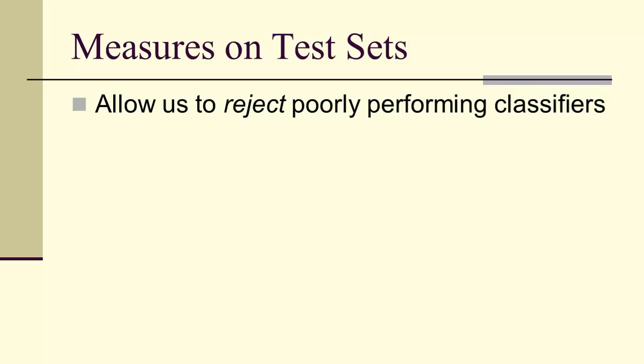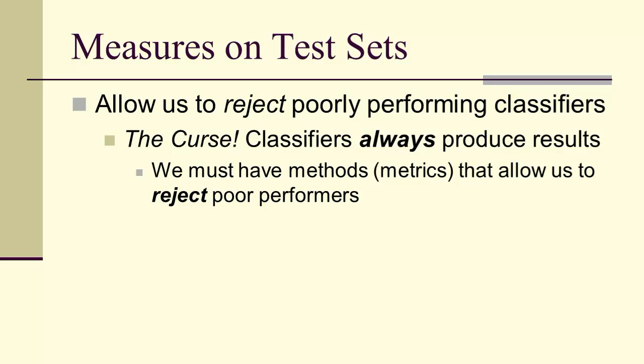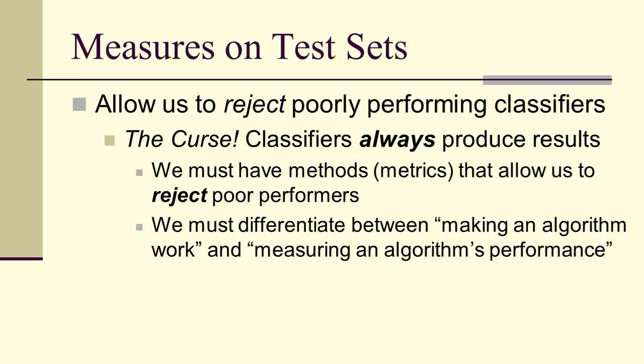Measuring on test sets in particular allows us to reject poorly performing classifiers. Remember that big data is cursed, and part of this curse is that classifiers will always produce results. So we'll always, given an unlabeled observation, get a prediction of it's in one class or the other. So that means we've got to have ways to measure whether or not the classifier is making good classifications. In particular, that means we've got to differentiate between making an algorithm work, which has been our emphasis to this point, and measuring an algorithm's performance, which is new in this lecture.